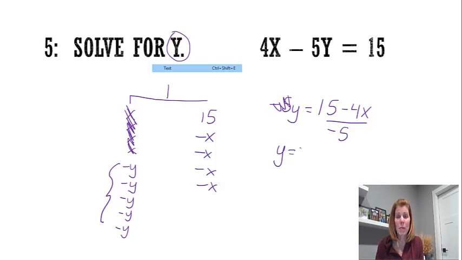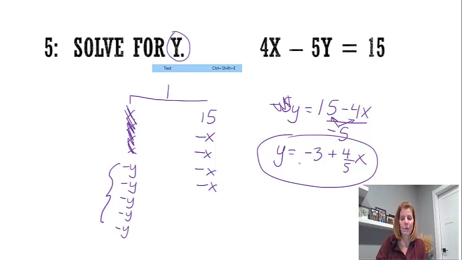And because of the type of problem, I could leave my answer like this, but I know where this problem is heading, so I am going to go ahead and divide that negative 5 into each part. So 15 divided by negative 5 will be negative 3. And then negative 4 divided by negative 5 is going to be a positive, but 4 divided by 5 does not work out nice, so I'm just going to leave it as 4/5 and then x. And so that would be my answer solved for y.